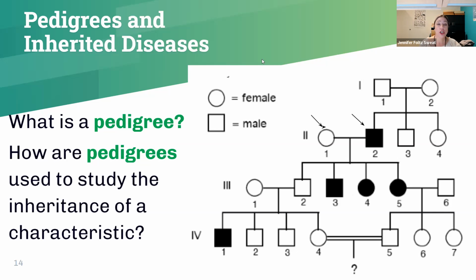We generally use shading for the individuals that exhibit a disease. So if you look here at the first generation, number 1 and 2, the parents, they have 2 individual offspring that do not have the disease and a male child that does have the disease. That male child with the disease goes on to reproduce and produces 3 children with the disease, 2 females and a male, and 1 without.